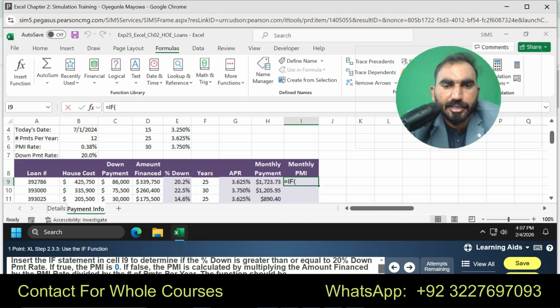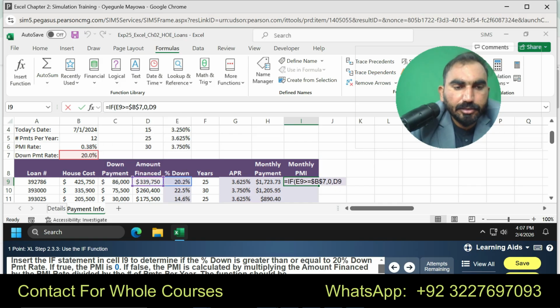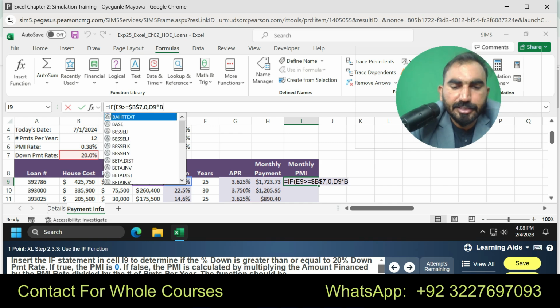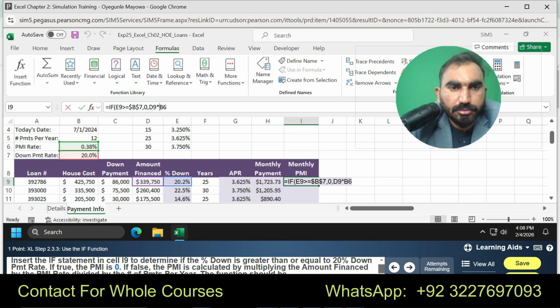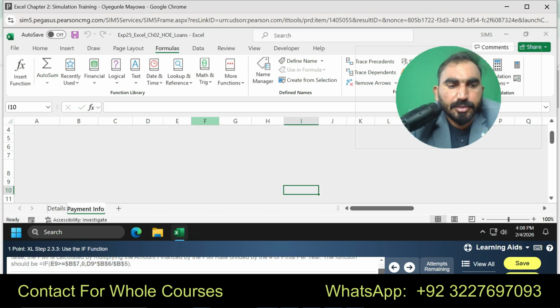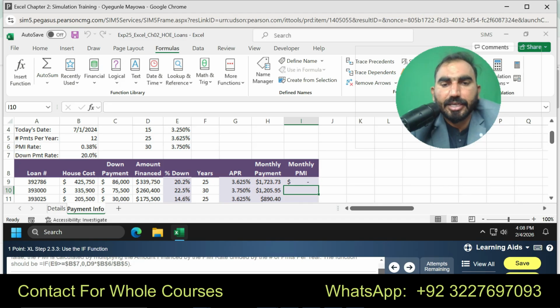Here you can see, now I am going to insert an IF function. P9 equal to B7, comma 0, comma D9 multiply by B6, absolute cell reference, divided by B5, and copy the function from cell I9 to ranges I10 to I13 by using the fill handle.